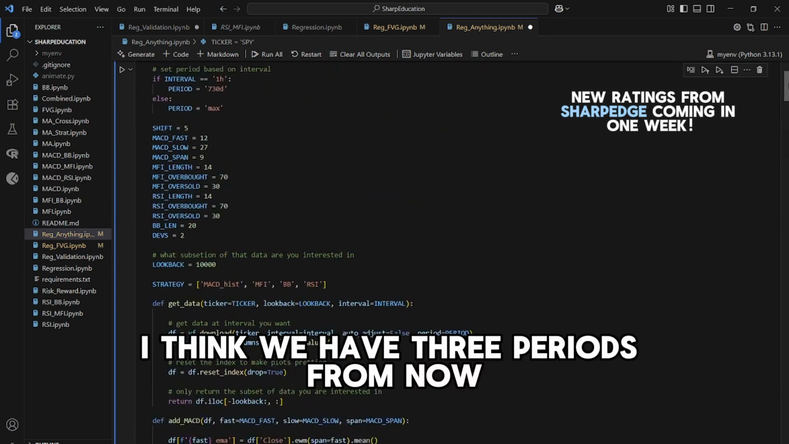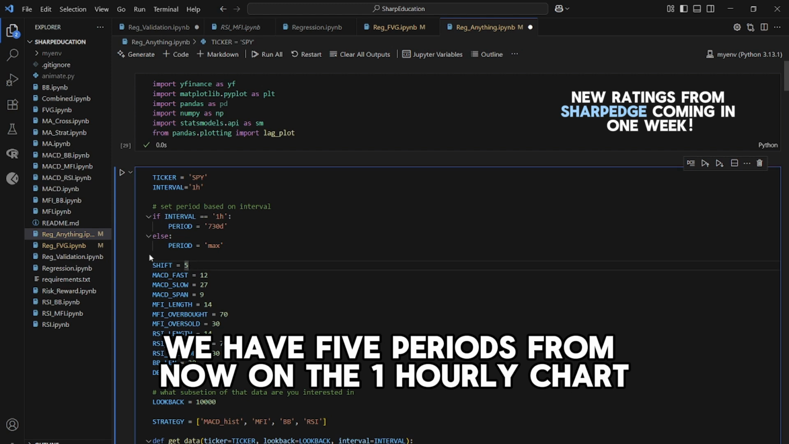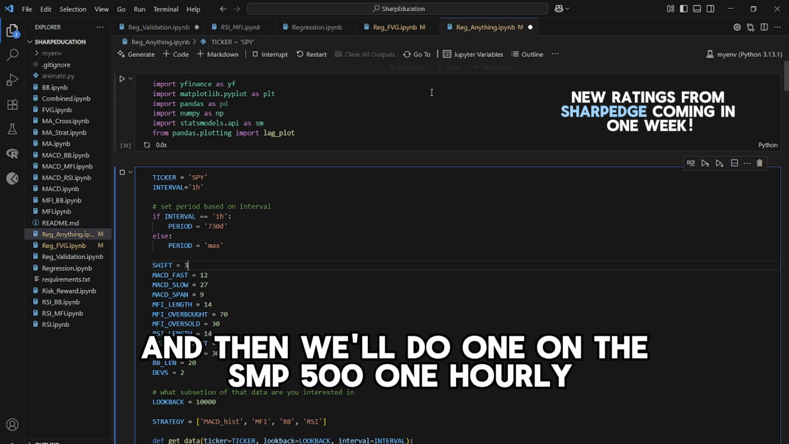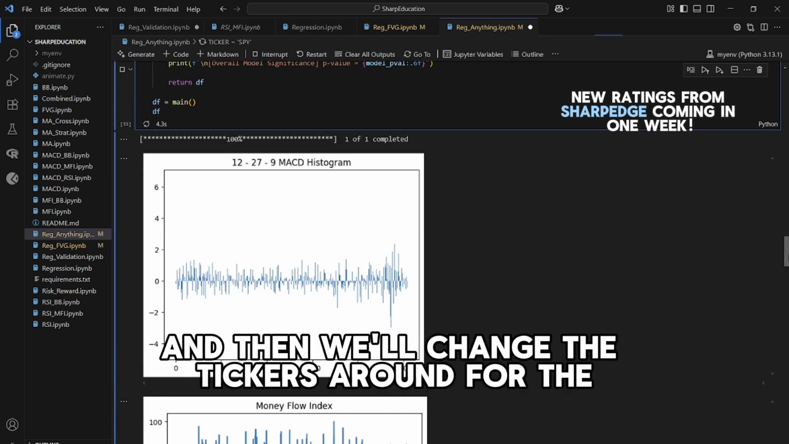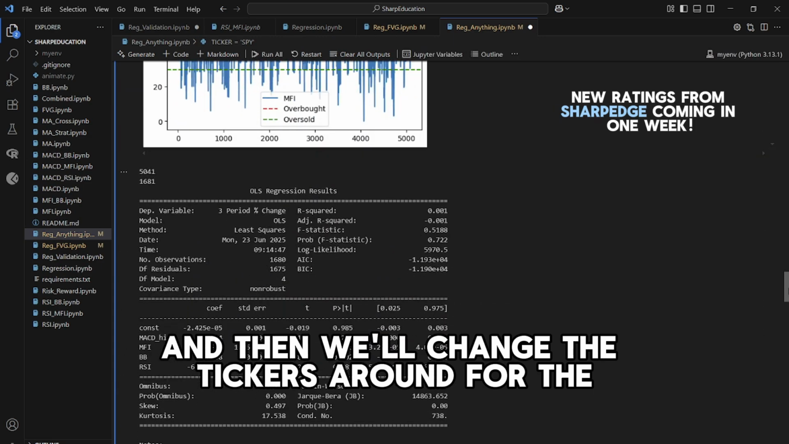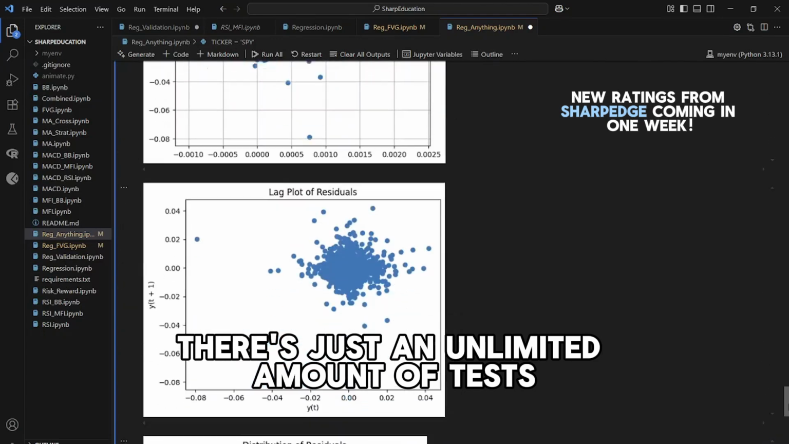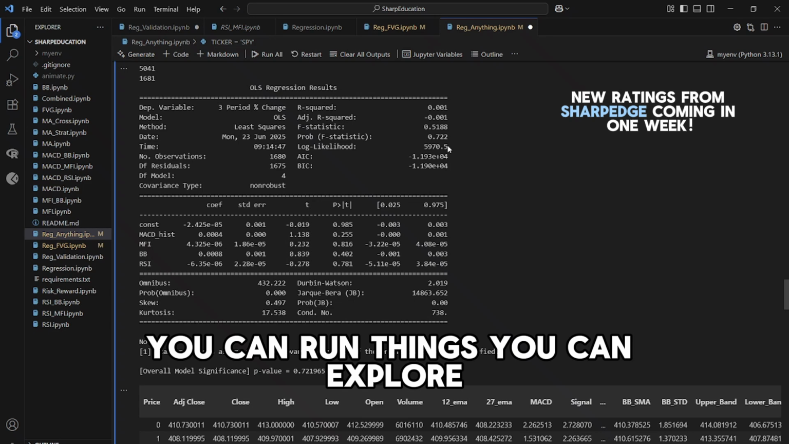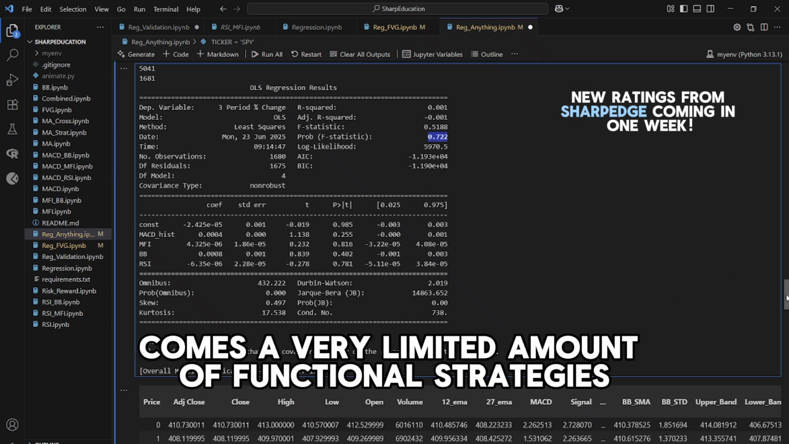I think we have 3 periods from now. We have 5 periods from now on the 1 hourly chart. We can do 3, see if there's anything there, and then we'll do 1 on the S&P 500 1 hourly. And then we'll change the tickers around for the 1 hourly. But as you can see by now, there's just an unlimited amount of tests you can run, things you can explore. And with an unlimited amount of tests comes a very limited amount of functional strategies.